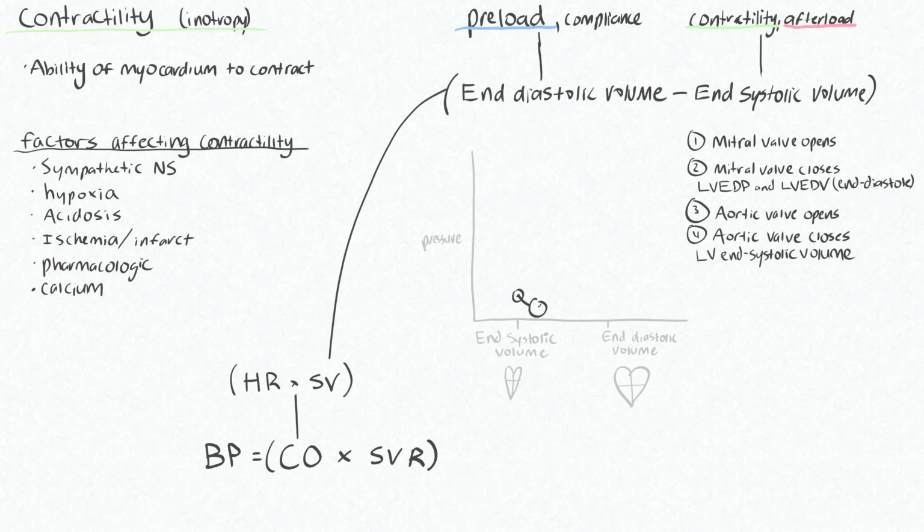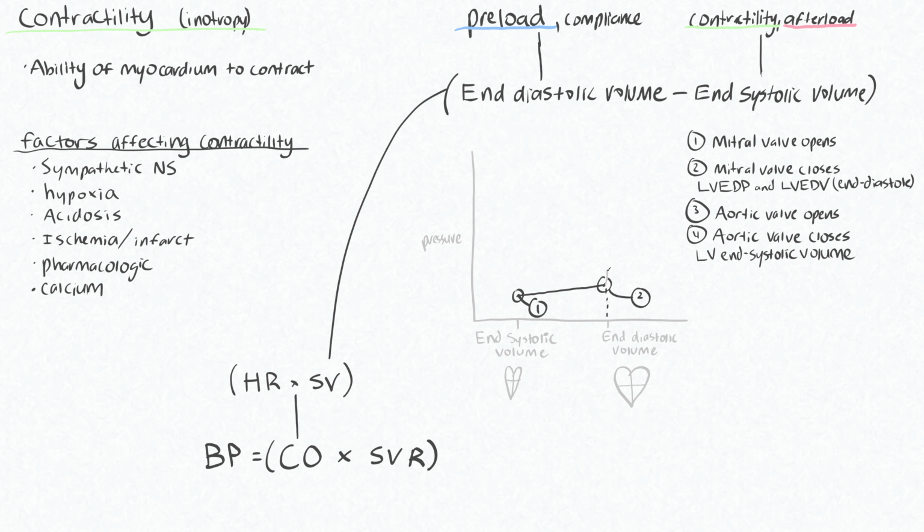So this is point number 1, where your mitral valve opens. This allows filling of the left ventricle from the left atrium, and the volume will increase as we go along the x-axis here. The pressure will slightly increase as well as we fill the left ventricle. At this point, the left ventricle will stop filling, marking the end of diastole and the closure of the mitral valve. So the volume here is our end diastolic volume, and the pressure here is our end diastolic pressure.